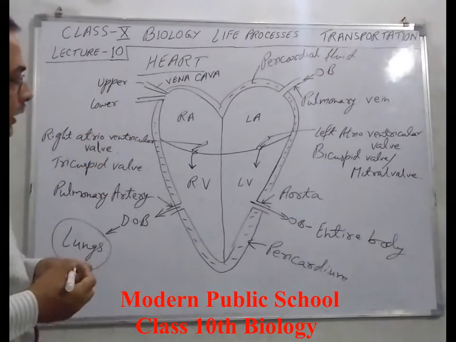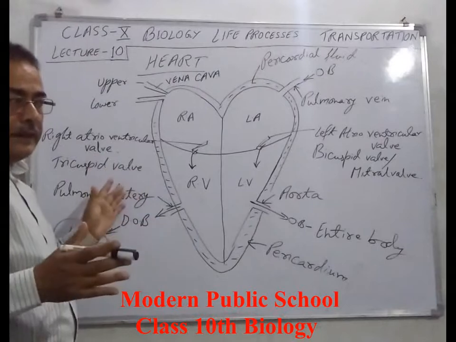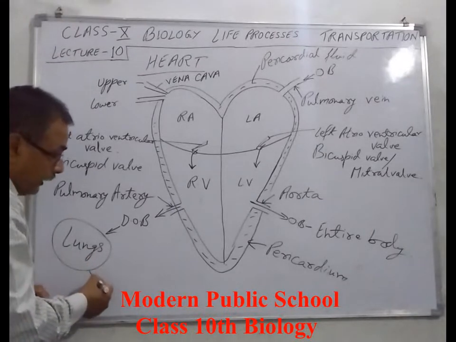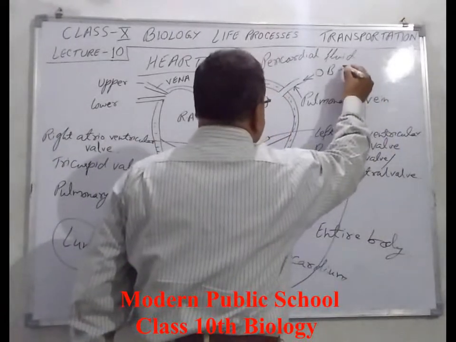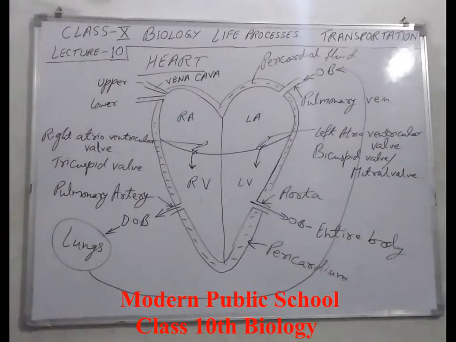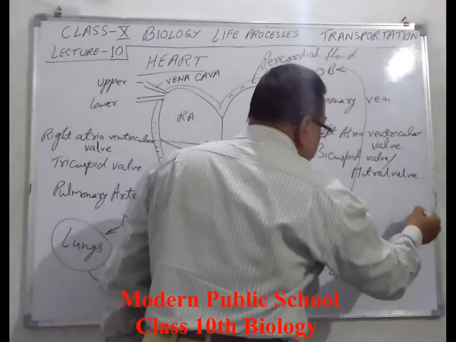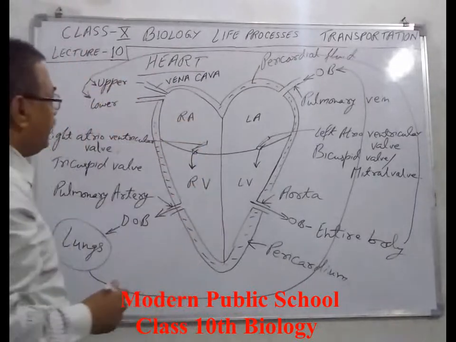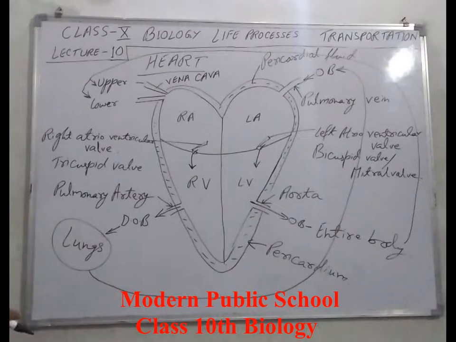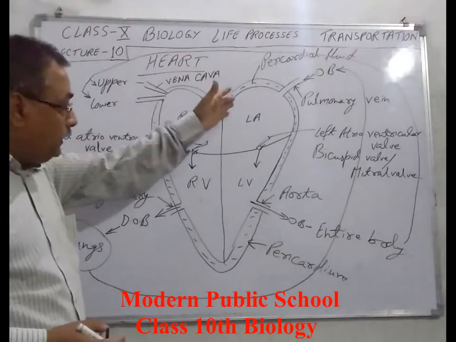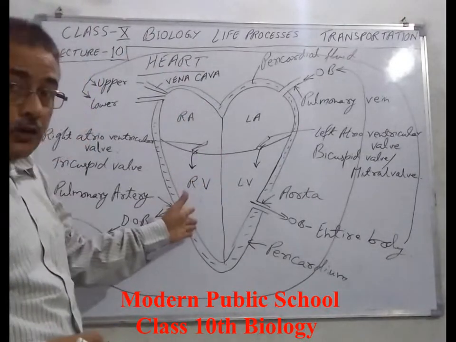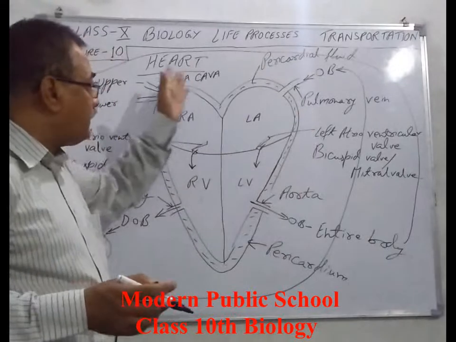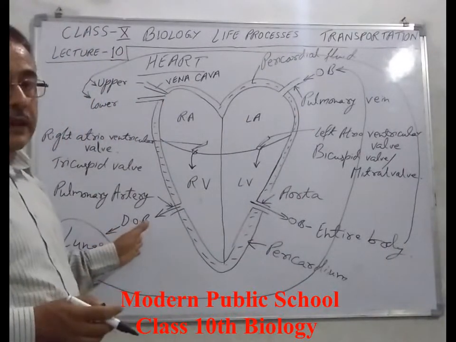As we are seeing on this diagram, there is no mixing of oxygenated and deoxygenated blood. In the lungs, after oxygenation, the blood comes as oxygenated blood and enters into left atrium, and from body, the blood comes as deoxygenated blood and enters into right atrium through vena cava. Here, on this side oxygenated blood is moving, on this side deoxygenated blood is moving, no mixing takes place. This type of circulation is termed as double circulation.